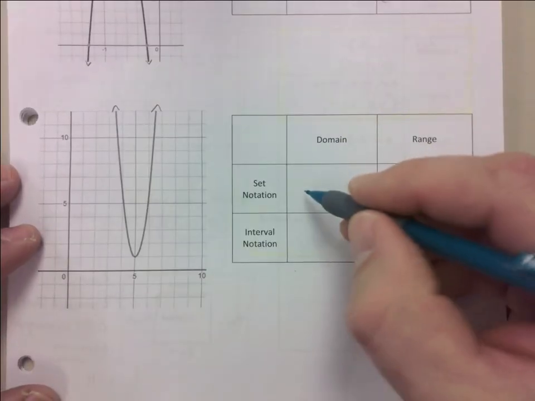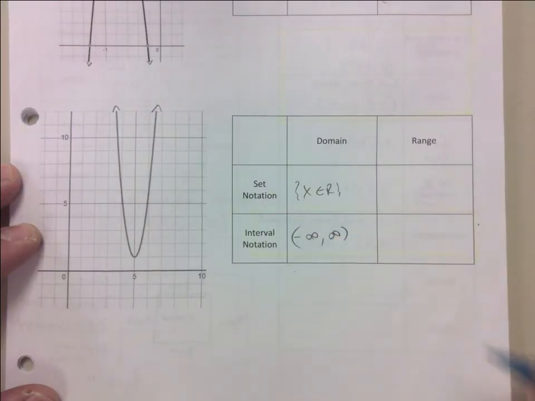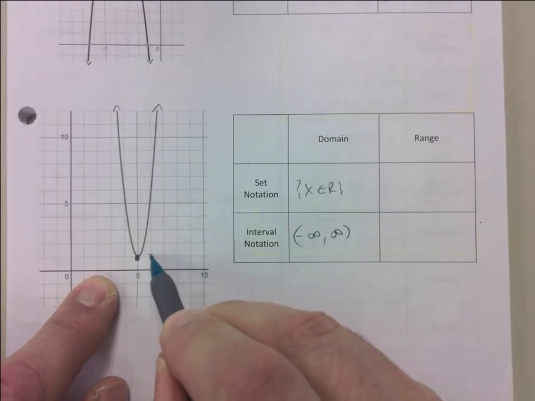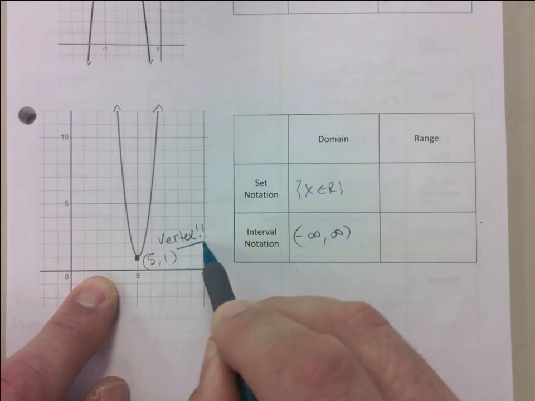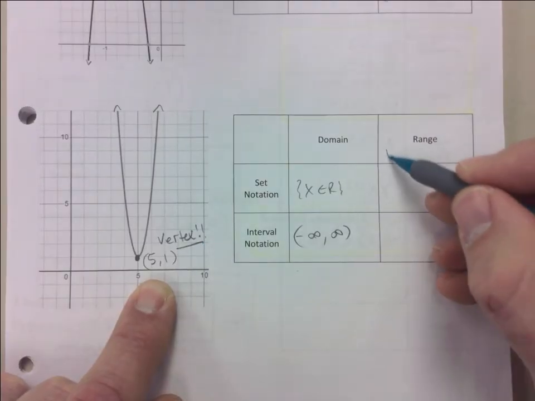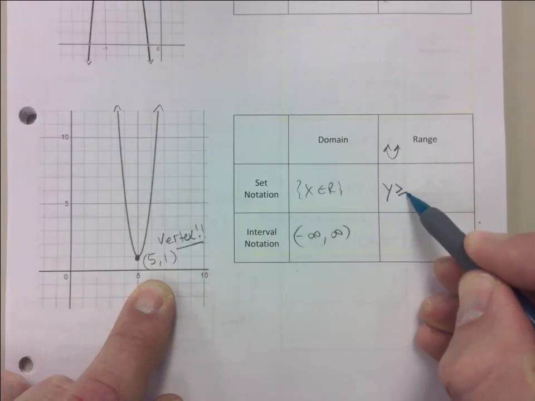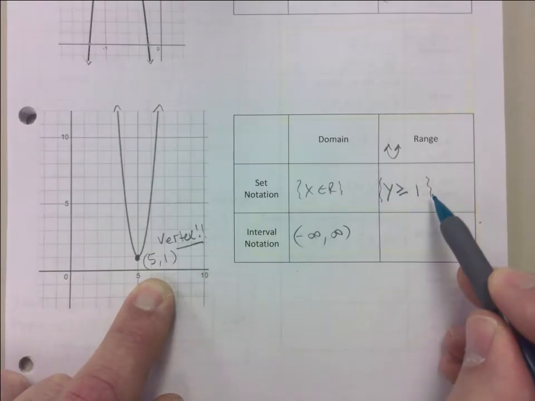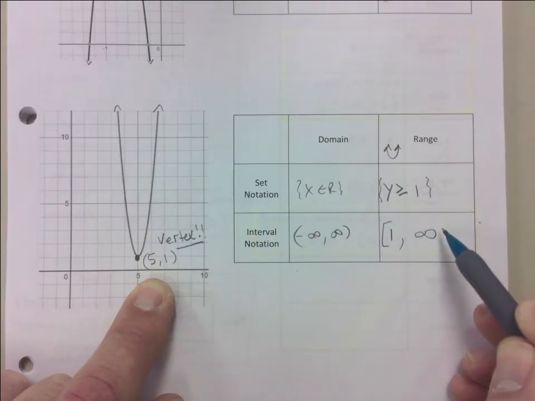Over here, for the domain, go for it and just do this. When you work with the range, you need to figure out your vertex. You need the vertex here for that one. It's pointing up. So the y values will be greater than or equal to 1. That's it, the y value of the vertex. And for the range, it'll be 1, that's the lowest, all the way to infinity.